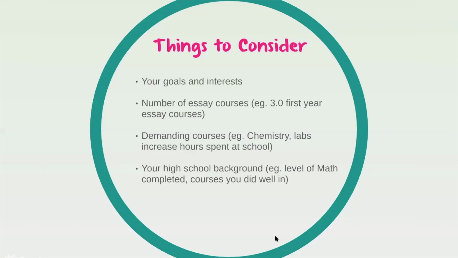Then last but not least, you do also want to consider your high school background. So making sure that you have the appropriate prerequisite courses at the 4U level. And then also thinking about what courses you did well in high school, because that does give you a good indication of what you will be successful in at the university level. So just a few things to keep in mind to help you narrow down those choices.